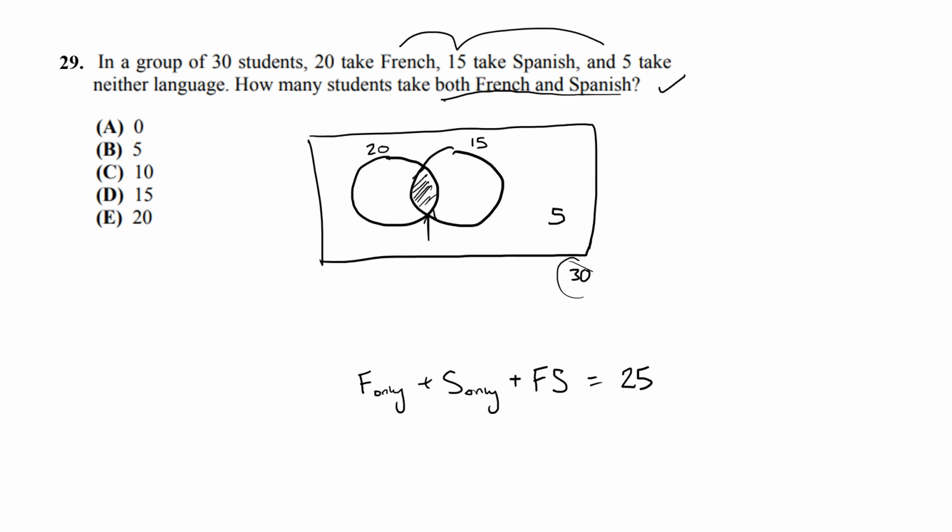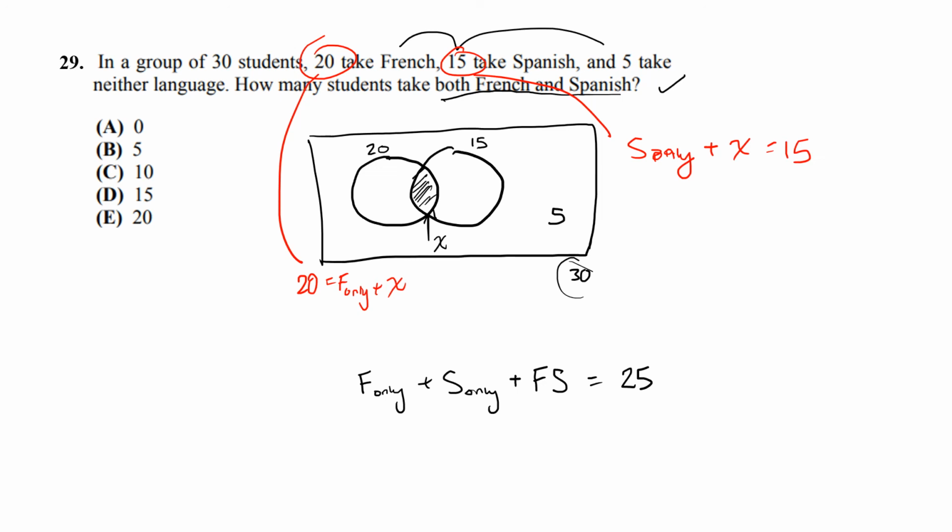We'll call that overlap X for now. We don't know what that overlap is. So currently, what they say here, this 20 is actually equal to French only plus X. Likewise, this 15 in Spanish is Spanish only plus X, which will equal 15.